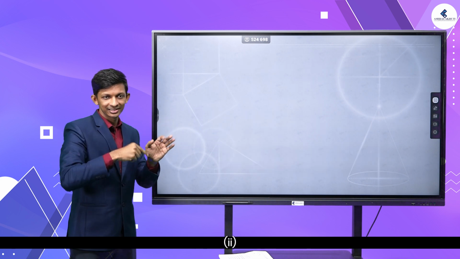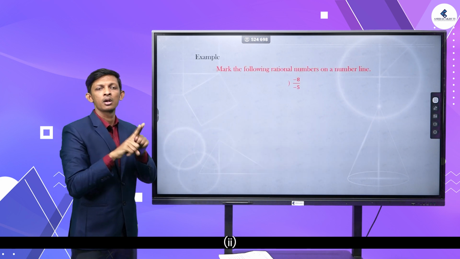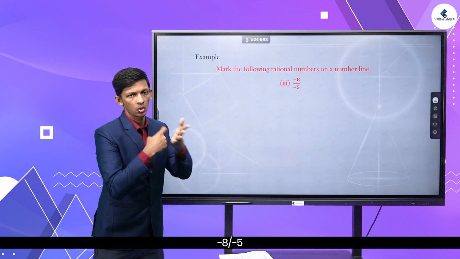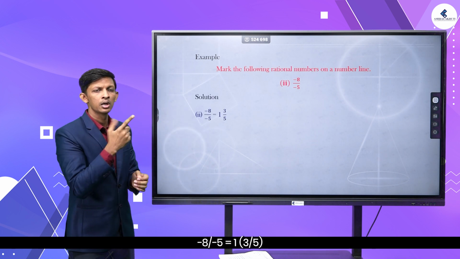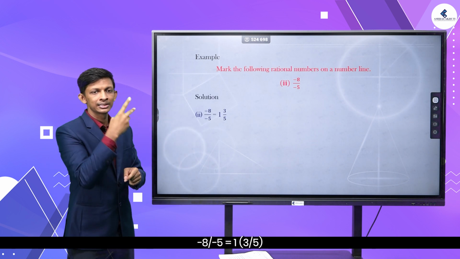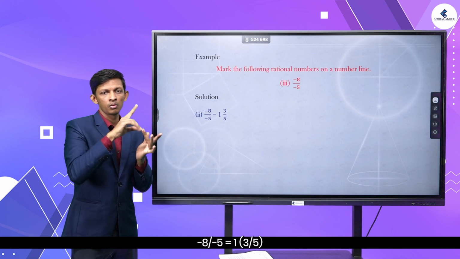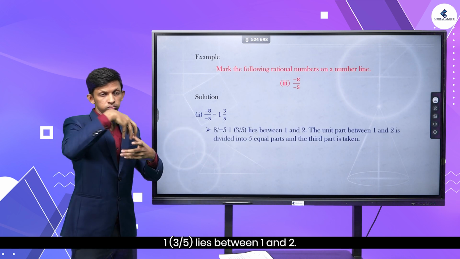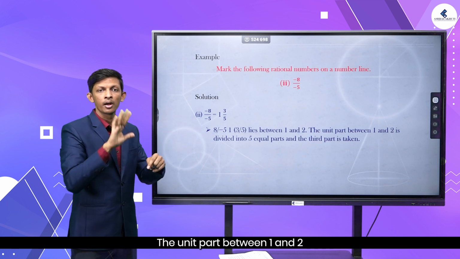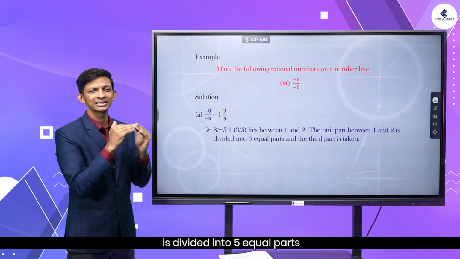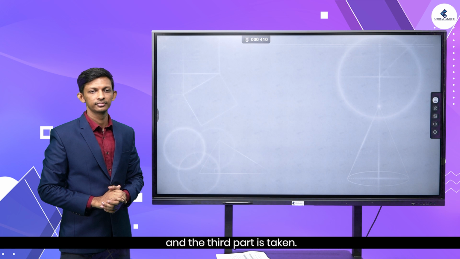Second, minus 8 by minus 5. Minus 8 by minus 5 is equal to 1 and 3 by 5. 1 and 3 by 5 lies between 1 and 2. The unit part between 1 and 2 is divided into 5 equal parts and the third part is taken.